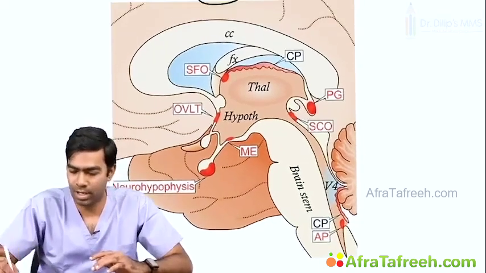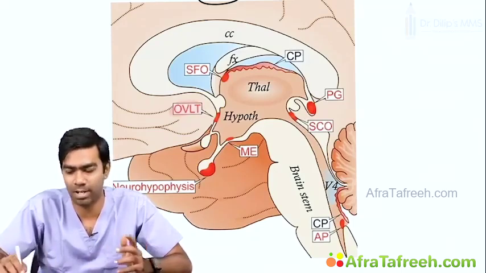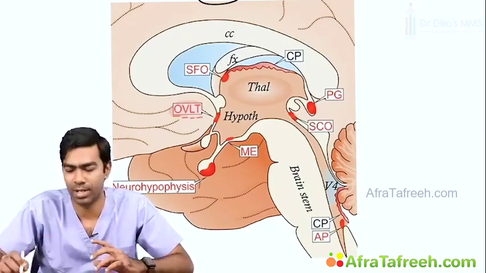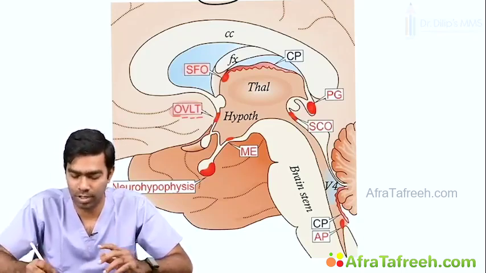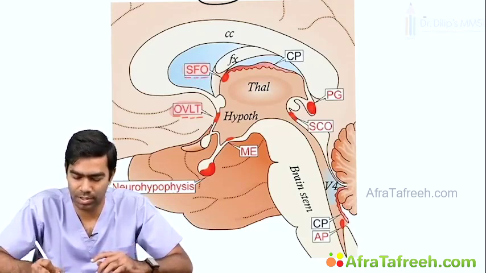So in this, our topic of concern will be these two. This is the organum vasculosum of lamina terminalis. That's what we call organum vasculosum of lamina terminalis. Then you have the subfornical organ. So it's below the fornix. This is FX, fornix. It's below the fornix. So this is the subfornical organ.